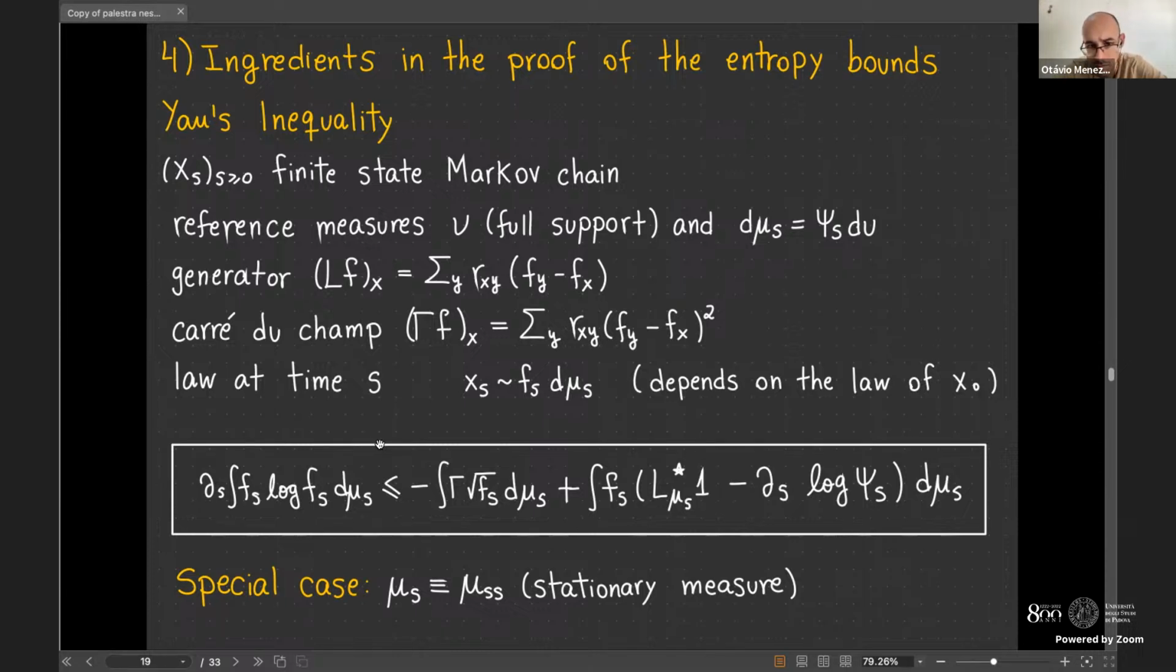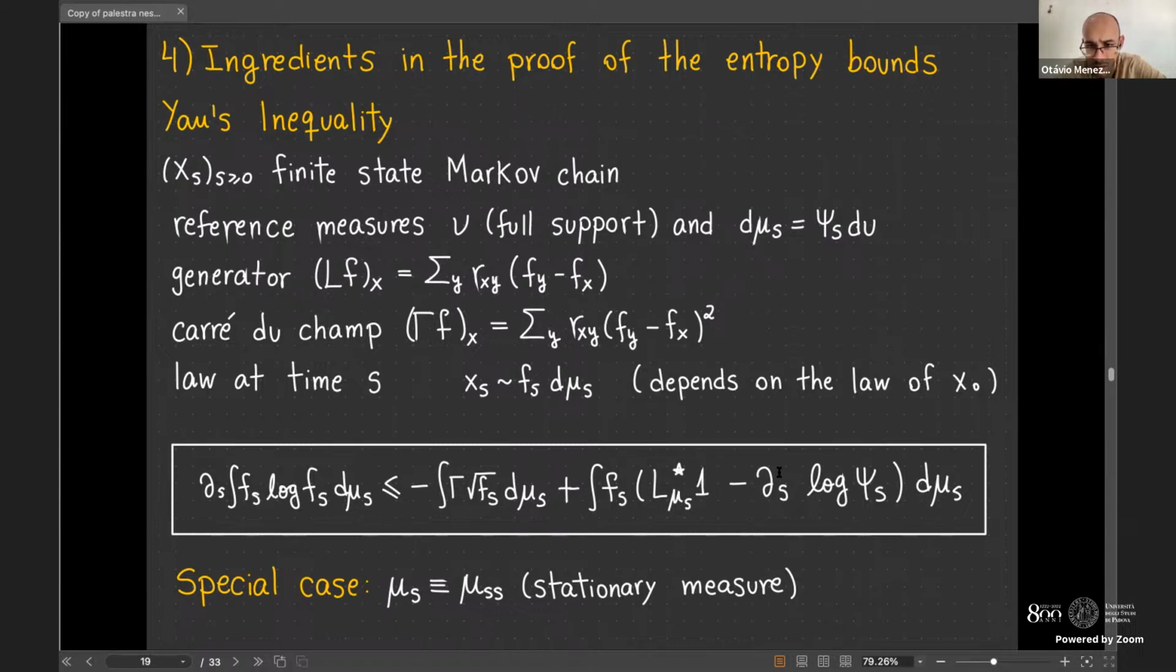So it turns out we can upper bound the time derivative by a sum of a negative term, which is given in terms of this quadratic operator, and a term that can make the entropy increase, but a term that is very explicit. You can compute this adjoint generator explicitly in terms of the jump rates. And if your reference measures are explicit enough, you can also compute how this term here changes.